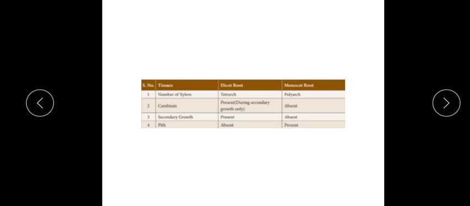Okay. Have a look at the table now. The number of xylem is given. Under dicot root, it is tetrarch. Just now we saw 4 bundles are there. Under monocot root, it is going to be polyarch, meaning to say it has got many bundles of xylem. Next, cambium. About cambium, I'll let you know now. Cambium is present in the dicot root only during the younger stages, but in the case of monocot root, it is totally absent. Secondary growth, it is present in dicot root but absent in the monocot root. In the case of pith, dicot root, pith is absent, whereas in monocot root, the pith is present.